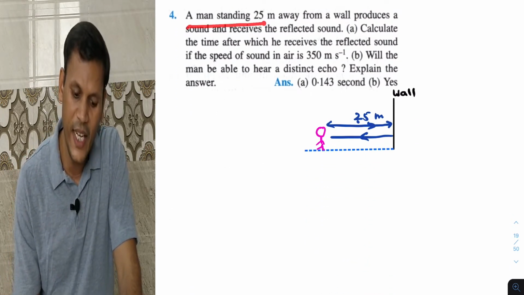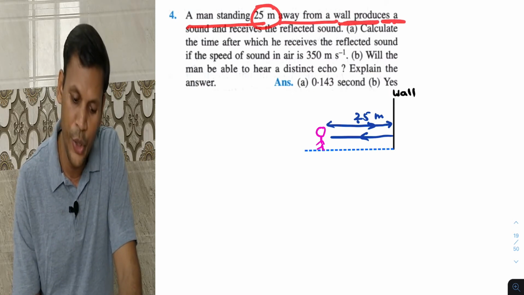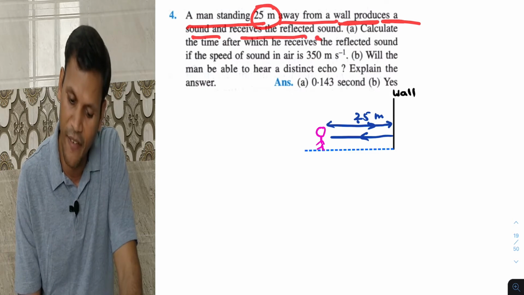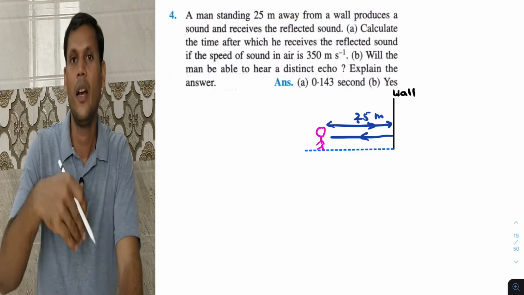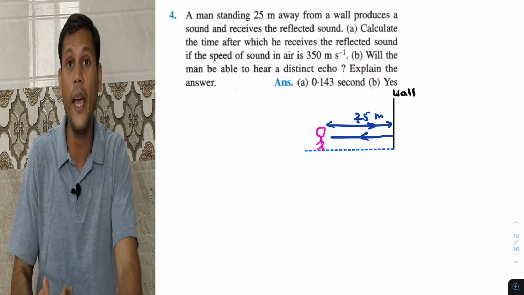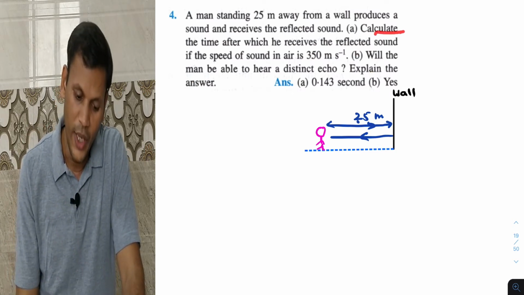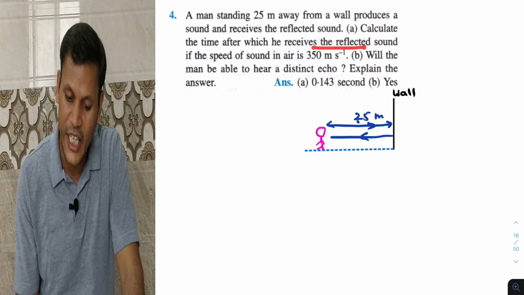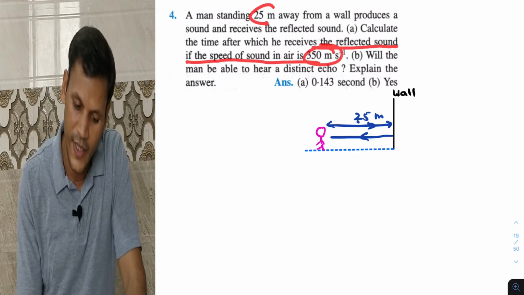A man is standing 25 meters away from a wall, produces a sound and receives the reflected sound. Reflected sound, it is the same way. So if the sound went and reflected back, what do we have to use there? 2D. Calculate the time after which he receives the reflected sound if the speed of sound and distance are given.